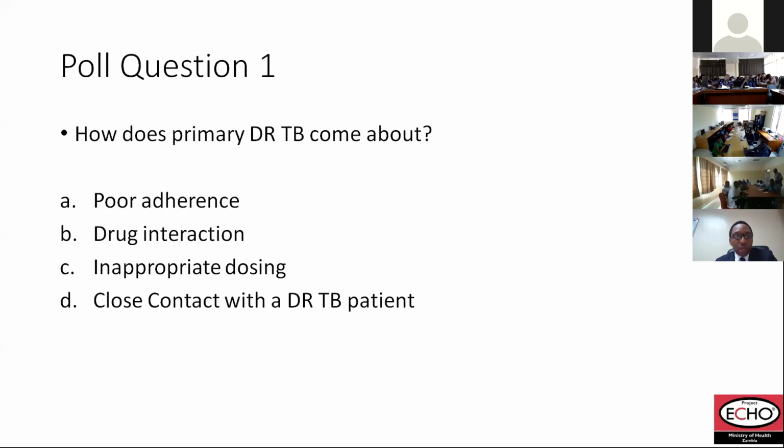Sombo, I would like you to guide the audience on how we proceed with the poll question. Sombo, would you guide the audience on how we proceed with the poll question? Yes, sir. So we can go ahead and vote. How does primary drug-resistant TB come about? Is it from A, poor adherence? B, drug interactions? C, is it inappropriate dosing? And D, is it close contact with someone with drug-resistant TB?